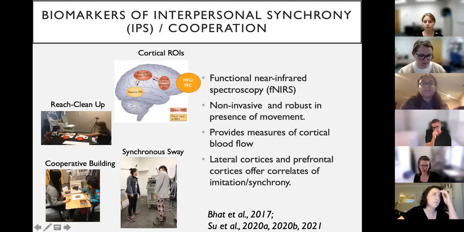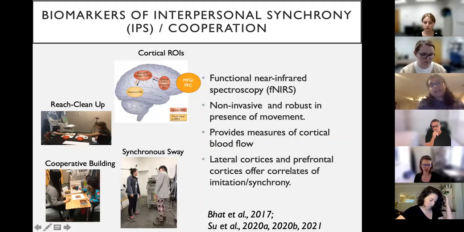And so when we started the study and did the very first task, which is a reach cleanup task, we used lateral probes only. We did not have the whole prefrontal and lateral cortex probes. So there we have fewer regions of interest we have data on. And then later on, we did what is maximum possible with Hitachi, which is their whole head probe set. And so we collected data laterally as well as the prefrontal cortices for these other two tasks.